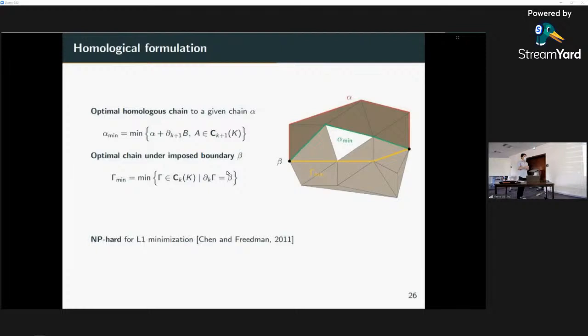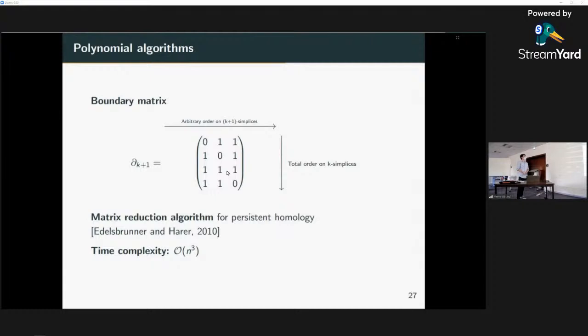When considering those problems with integers modulo 2, those two problems are NP-hard for general simplicial complexes when considering L1 minimization. However, with lexicographic optimality, we can derive polynomial time algorithms. I won't enter into the details, but the key idea for those algorithms is in the way we represent the boundary matrix. The columns of the boundary matrix are the (k+1)-simplices written in the basis of the k-simplices. And what we do is we order the rows of this matrix using our total order on k-simplices.